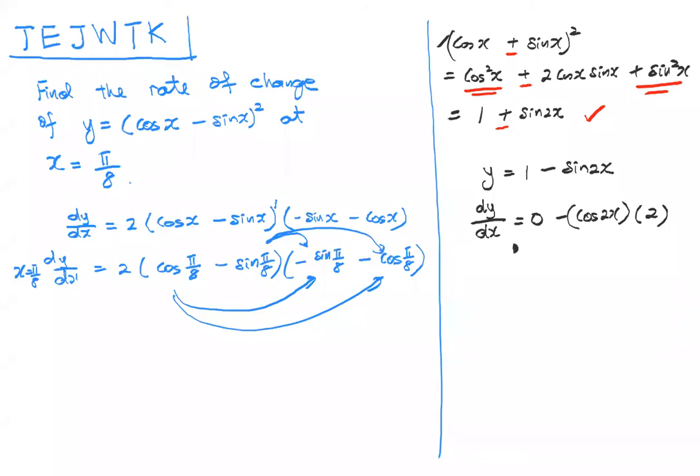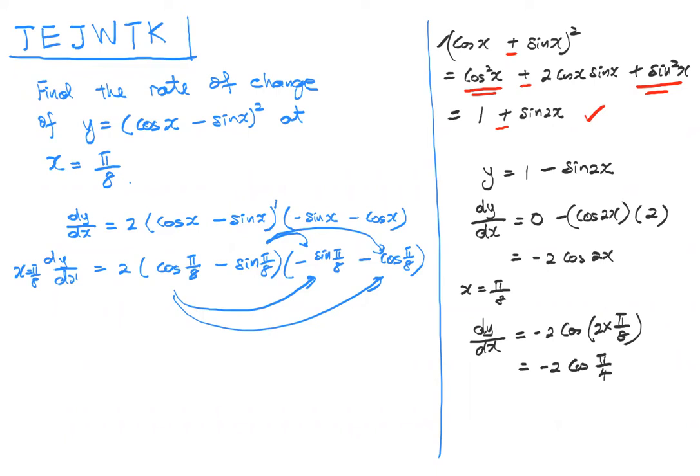So this will be equal to negative 2 cos 2x. Okay, x equal to pi by 8. So my dy dx will be equal to negative 2 cos 2 times pi by 8. So I purposely choose pi by 8. Do you know why? So that when you times 2, you get pi by 4. So this will be negative 2 cos pi by 4.